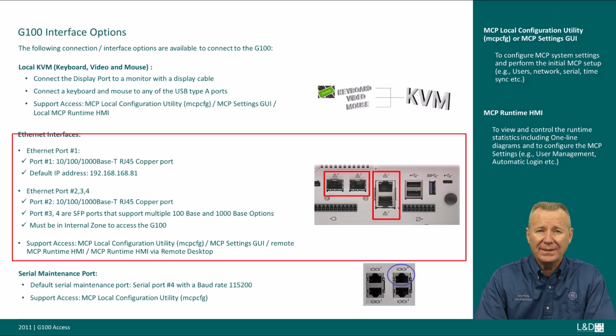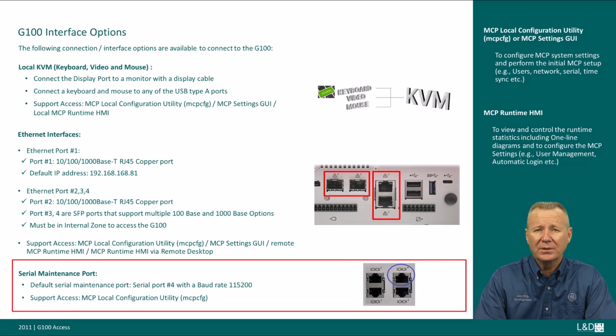Default serial maintenance port, where the user can connect to the device via an RJ45 serial console cable. Serial port number 4 in RS-232 mode with a baud rate of 115,200. And support access: MCP Local Configuration Utility.